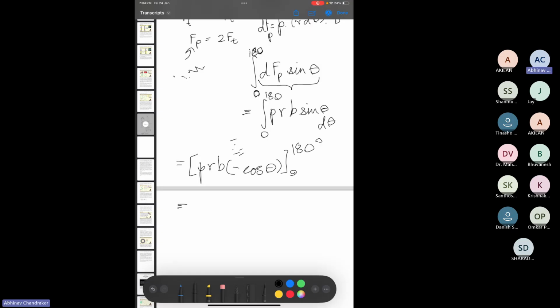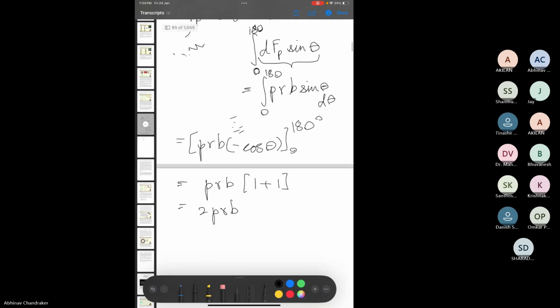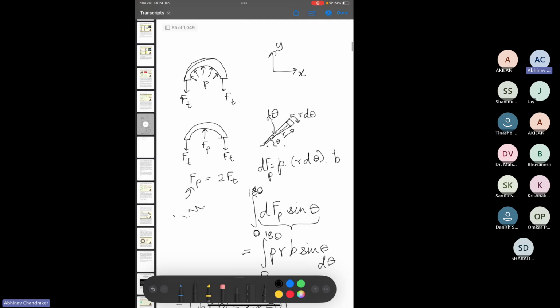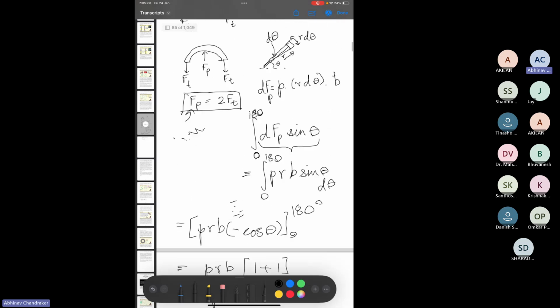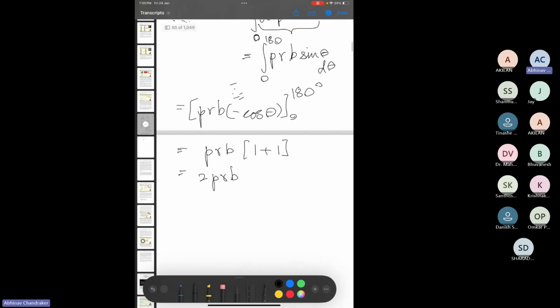And this will be equal to PRB into 1 plus 1. If you do the calculations yourself, you can see why it will be equal to 1 plus 1, and it will be equal to 2 times P into R into B. And we know that if the net force is 0, then you have this expression Fp equal to 2 times Ft. So from this, we can say that Ft is equal to small p into R into B.